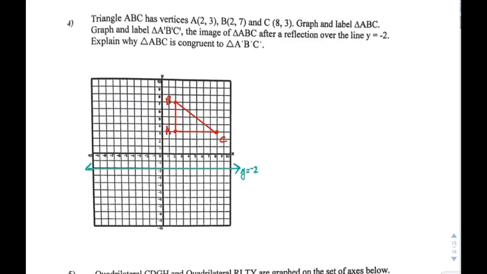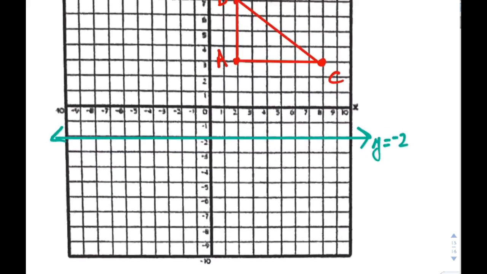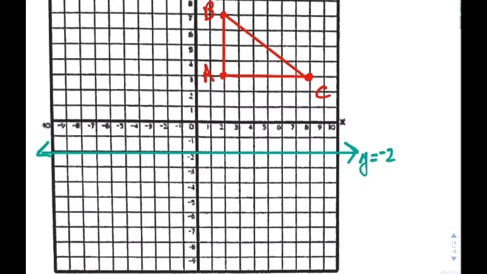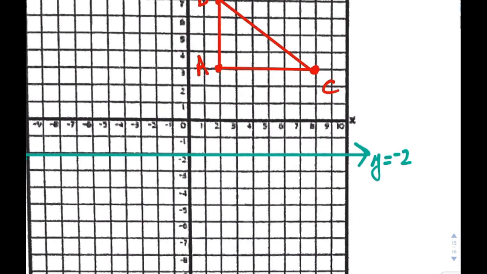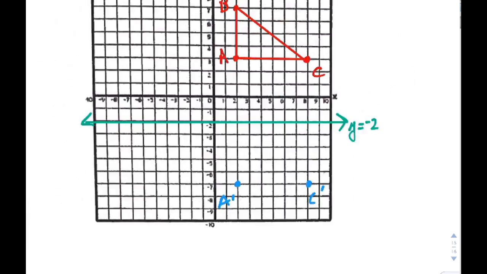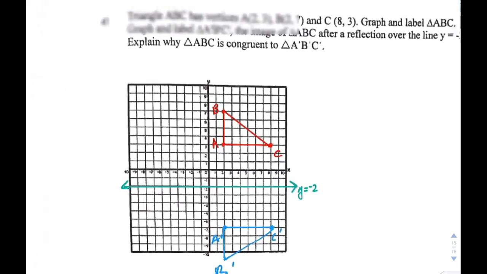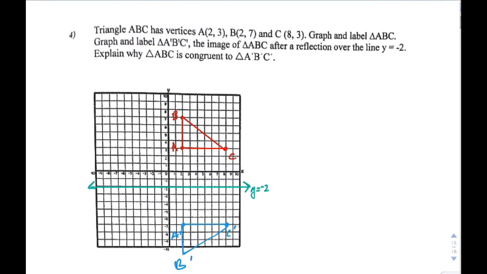Okay, this problem is asking you to reflect that triangle over the line y equals -2. Now remember, y equals -2 looks like the x-axis, but it's actually horizontal because it cuts through the y-axis at -2. So you count from A down to the line, 5 and 5 more. There's your A prime. There's your C prime. And your B prime would be just off the page a little bit. And I have labeled it A prime, B prime, and C prime. That's what it's going to want if it says to label it.